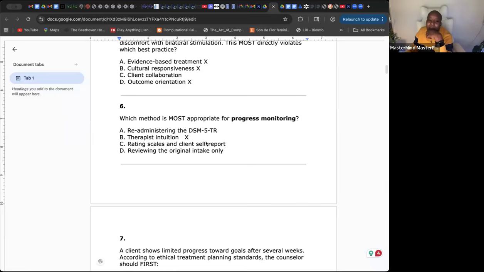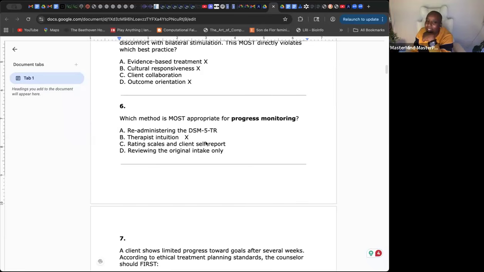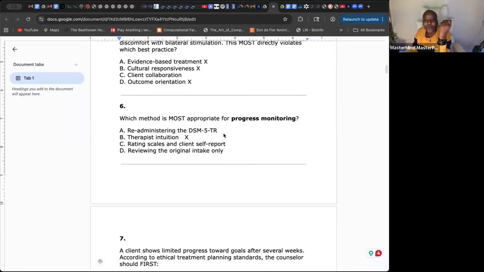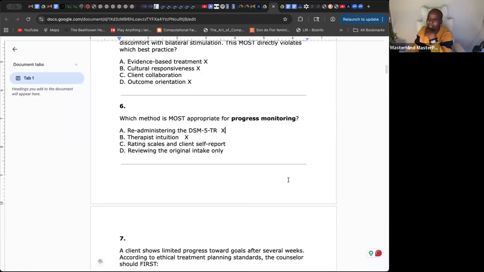So, not B. We were saying we're not psychic therapists. What else would you take out? I kind of want to remove A. For sure. And what would be the rationale? Re-administering the DSM-5 TR doesn't make sense. Exactly, because the DSM is just a manual with criteria. It's not an actual assessment. We don't administer it to a client. It's like a guideline for diagnosing.